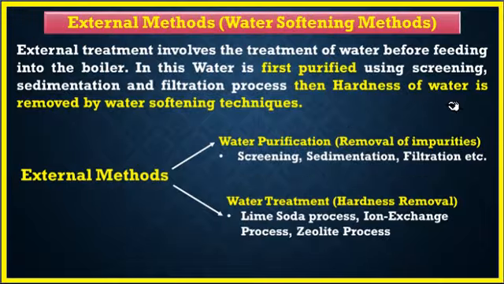Now, the external methods for removing the scale formation from the boiler feed water. The external treatment involves the treatment of water before feeding into the boiler. So, the external treatments are the treatment methods which are carried out outside the boiler, while the internal methods are the treatments which are carried out inside the boiler. So in the external treatment, first water is purified, and after its purification, the hardness or the salt removal is carried out. So we can divide the external method into two steps.